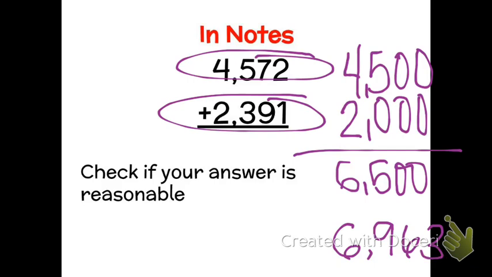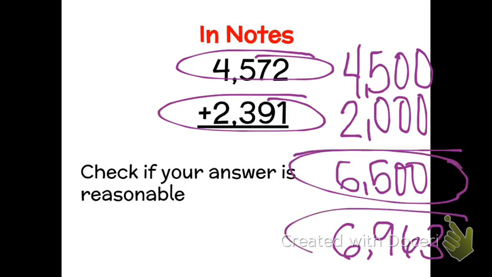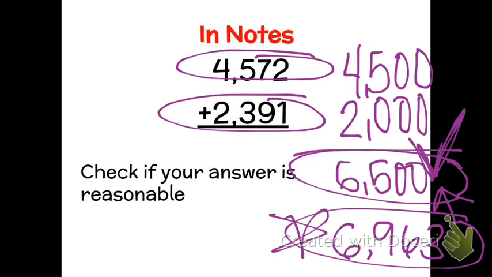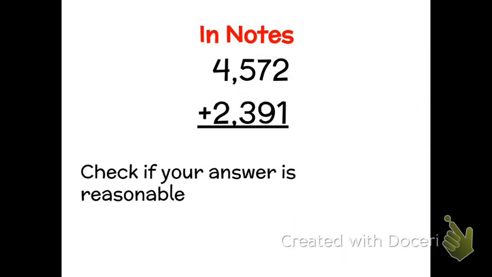My original answer was 6,963. So I'm trying to determine, is this answer reasonable based on what I got when I estimated? Well, 6,500 is not that far from my actual answer, which is 6,963. So I would say that yes, my answer is reasonable. In your notes, you're going to do a few more problems with me.